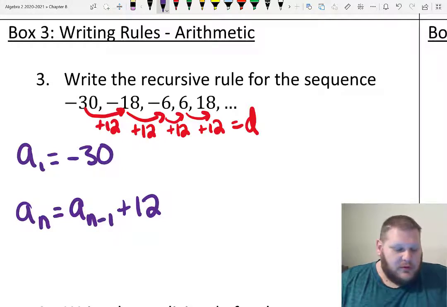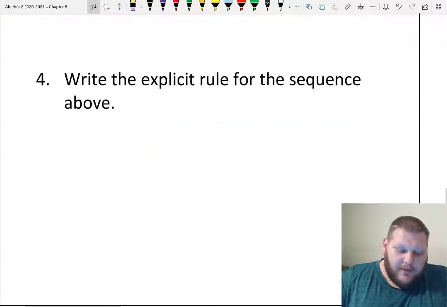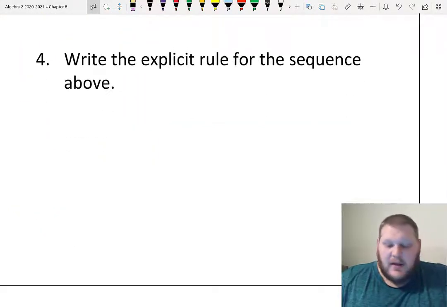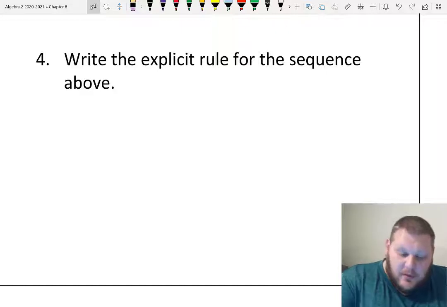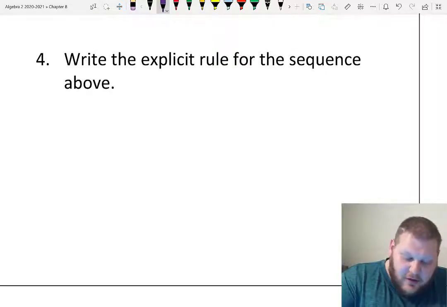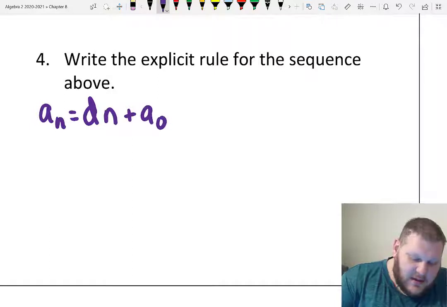Okay, so that's my rule recursively. If we take a look down below, number 4 is asking us to write the explicit rule for that exact same equation. So remember, when we're trying to do this, our explicit rule for an arithmetic equation is a sub n equals d times n plus a sub 0.